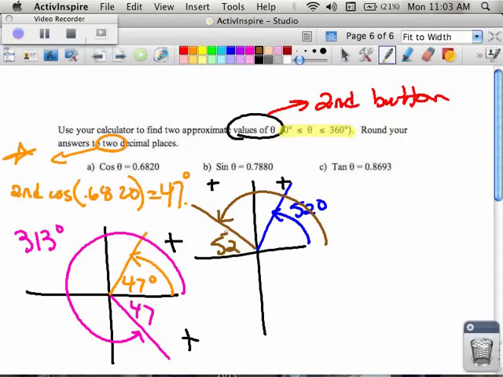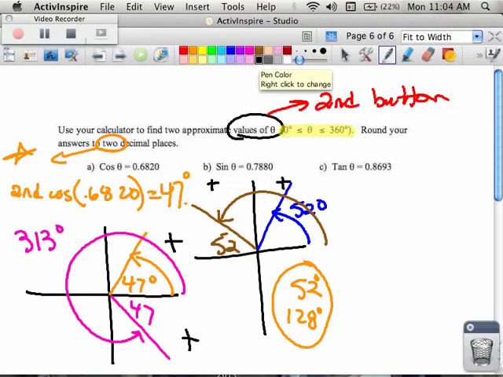That's not the angle I'm looking for, though. I'm looking for the other one, because the 52 is the reference. So the answer I want is going to be 180 minus the 52, which is 128. So my answers are 52 degrees and 128 degrees, because these are the 2 angles that have a sine of 0.7880.